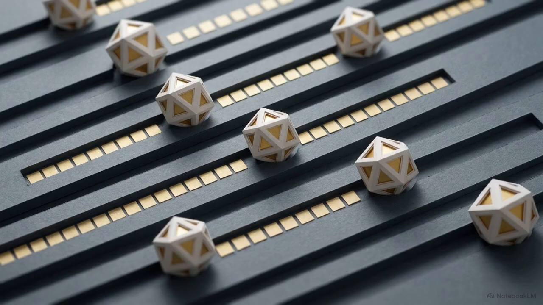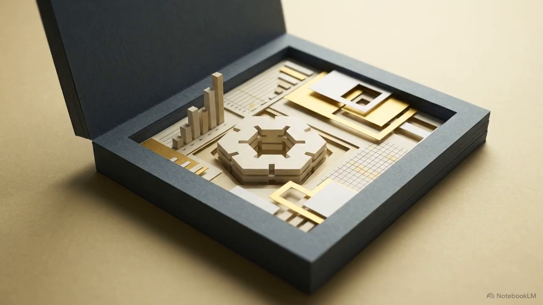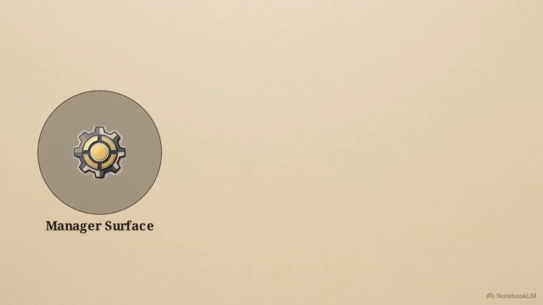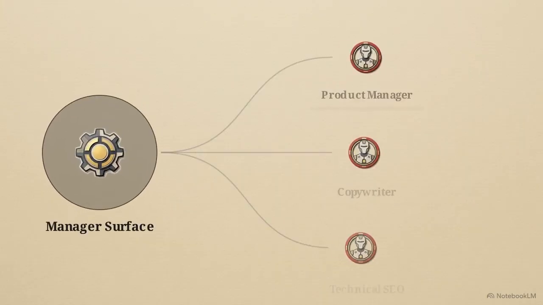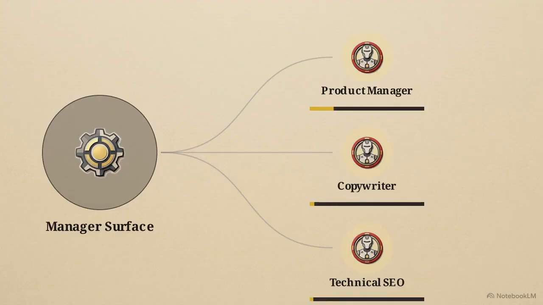Upgrading to Google AI Ultra is a decision based entirely on the need for multi-agent orchestration. This diagram illustrates the manager surface on the new Ultra tier. You have a central hub branching into separate nodes, running a product manager, a copywriter, and a technical SEO agent simultaneously. These operate asynchronously, tackling long-running site audits in the background without interfering with each other's codebases.